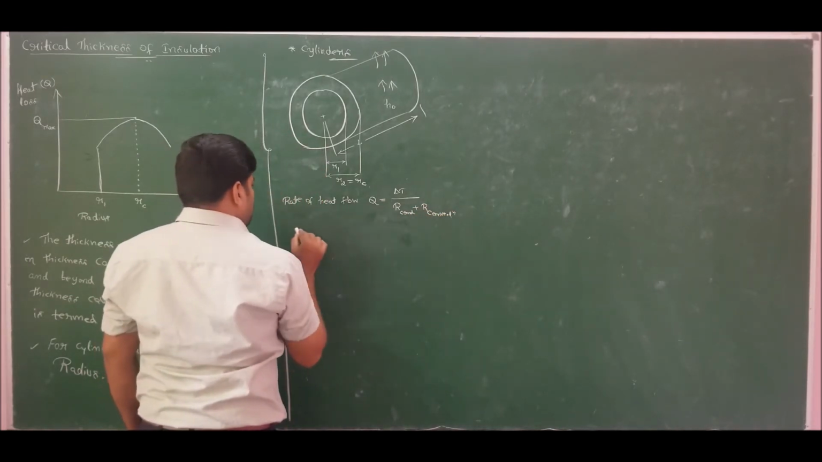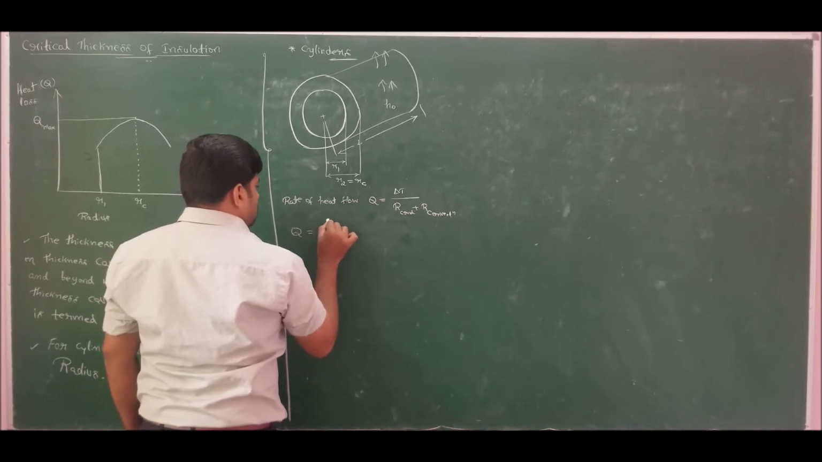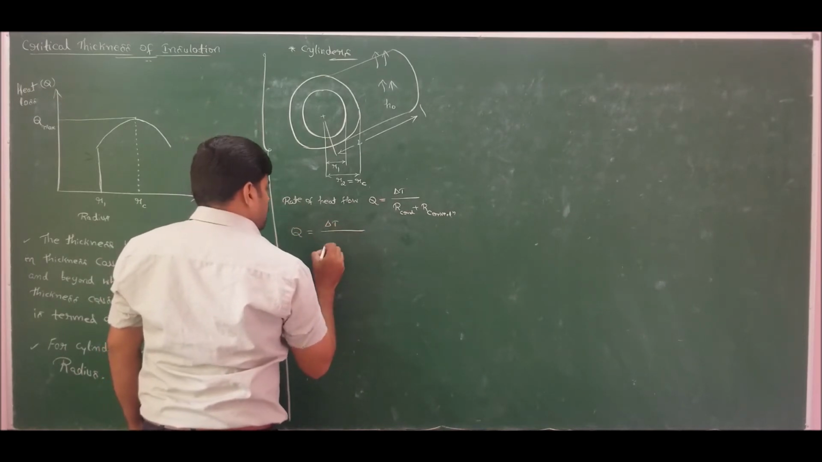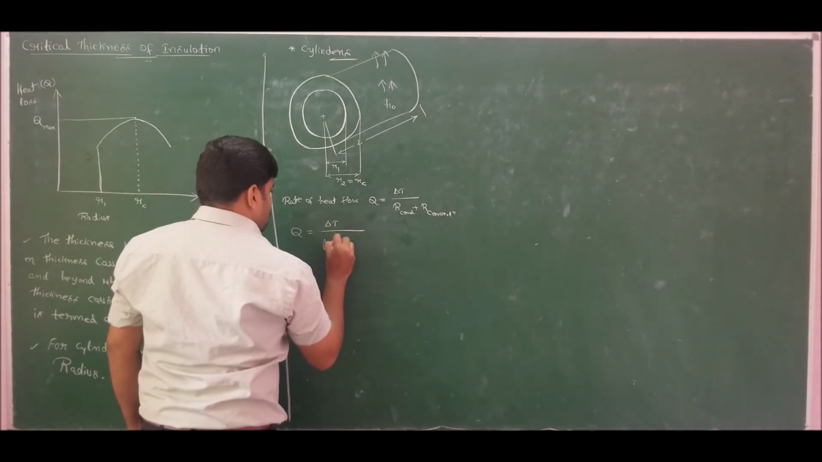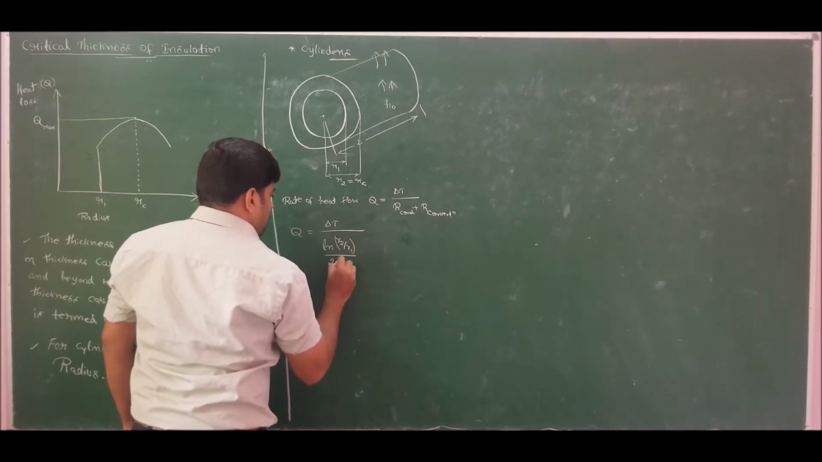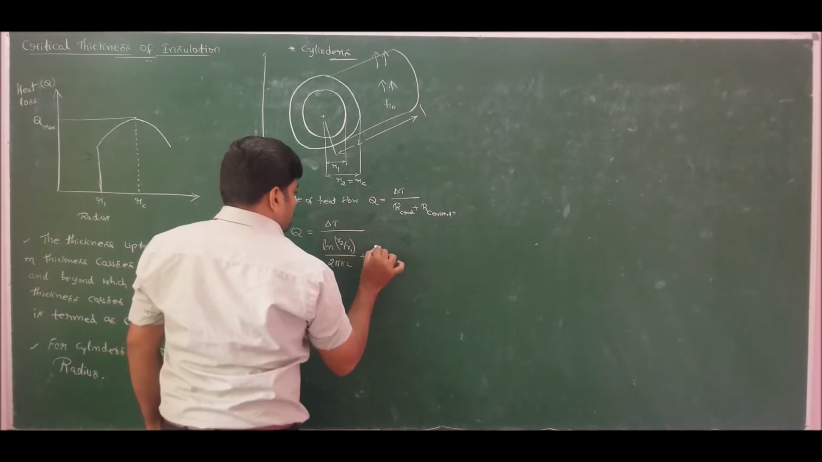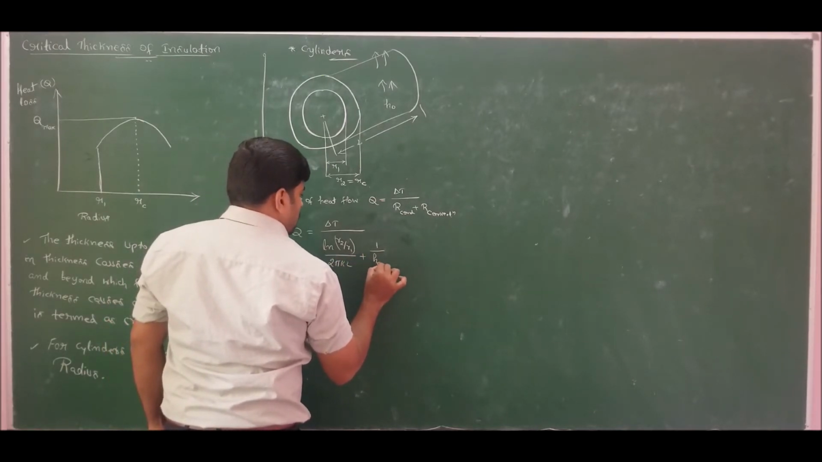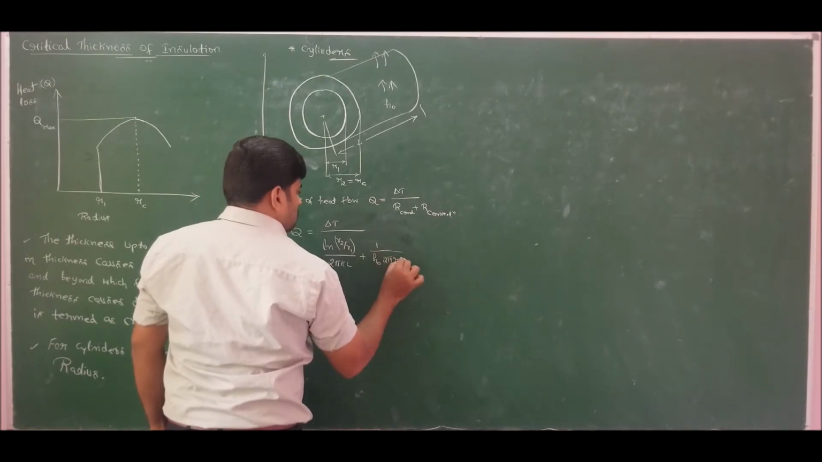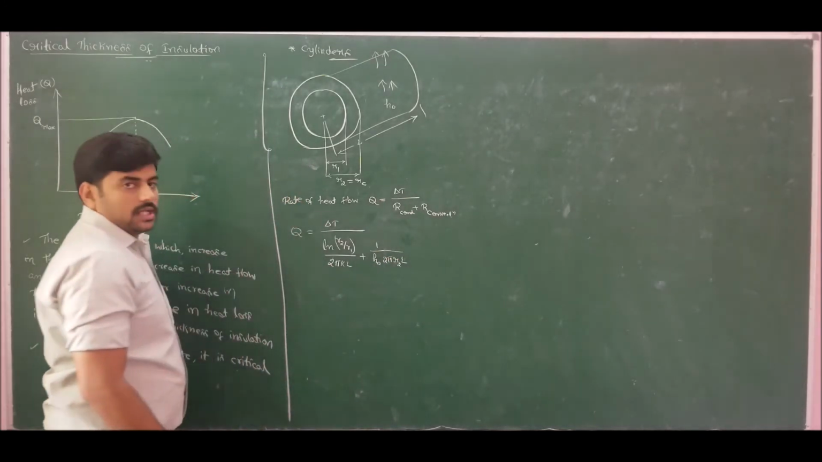Now for a cylinder, we know that Q is equal to delta T divided by the conduction resistance, ln of R2 by R1 divided by 2 pi KL, plus the convective resistance, 1 by h naught 2 pi R2 L. This you people have already done.